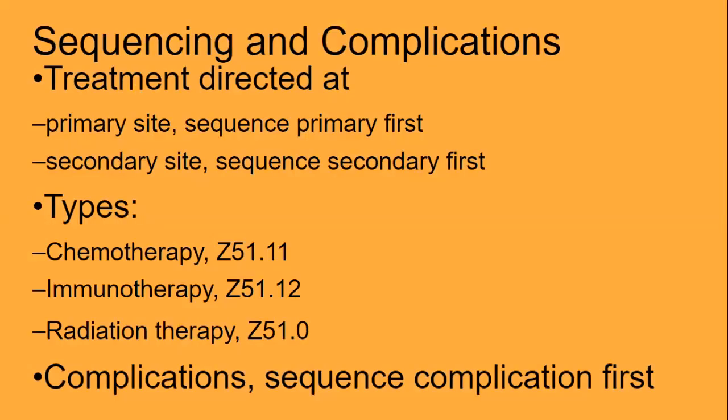Sequencing and complications. Treatment directed at the primary site, sequence first the primary. Secondary site, sequence second. These are the types of treatments: chemotherapy is Z51.11. Again, guys, a Z code. Immunotherapy, Z51.12, and radiation therapy, Z51.0. Complications, sequence the complication first.